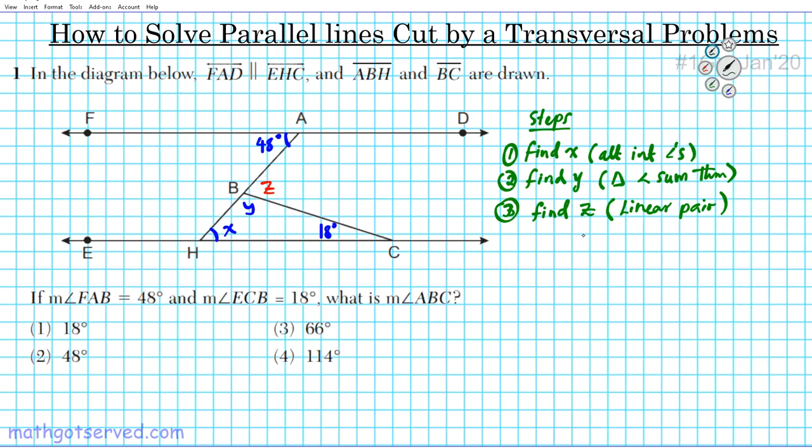Let's do part 1 first. Part 1, we're going to find x. Using the notation here, x is the measure of angle AHC. What do we know here? Using the alternate interior angles approach, we know that the measure of angle AHC, or x, is equal to the measure of angle FAB.